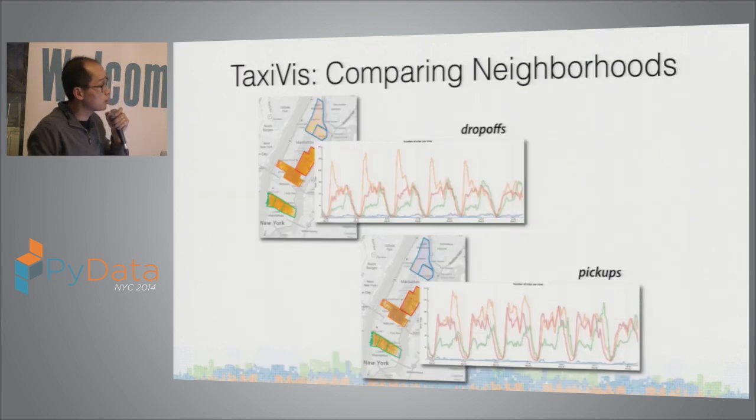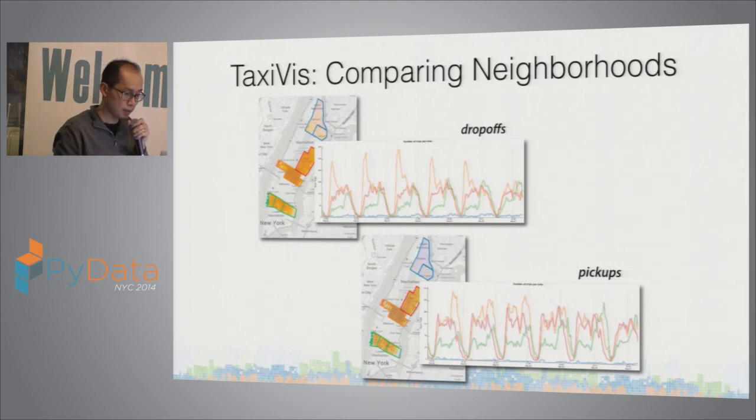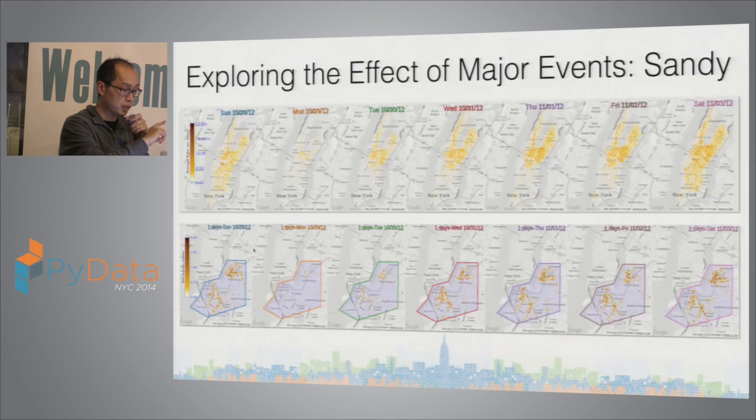So this is just another use case. We can select by neighborhoods and compare between them. Like there's almost no taxi service in Harlem, so they're really underserved, as shown in the little bottom map there. So here is one example that really shows how Manhattan and Brooklyn recovered from Sandy.